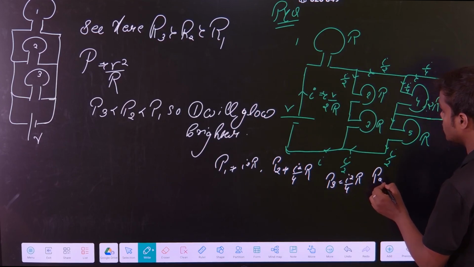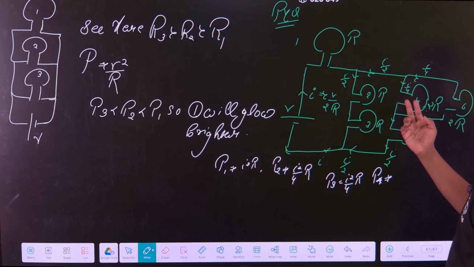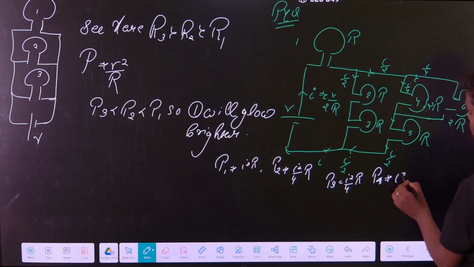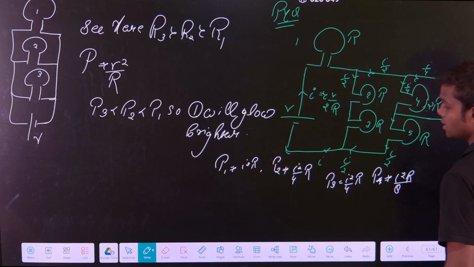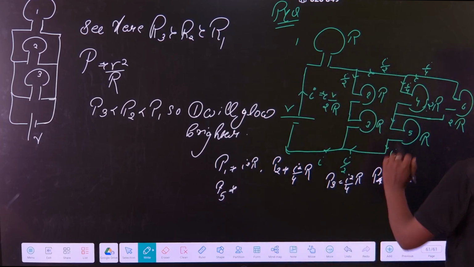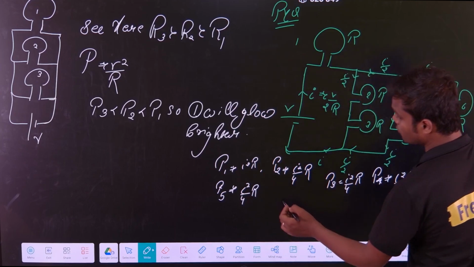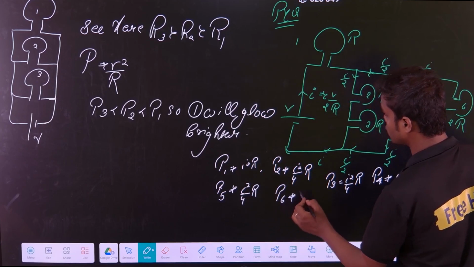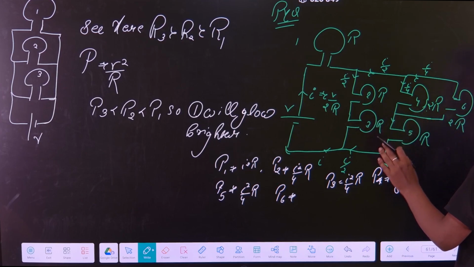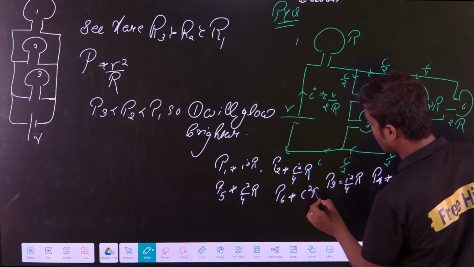What is the power in P4? P4, if you will see, that is I square by 16 because I by 4 current is there, into 2R. That is I square R divided by 8, correct? Similarly, what is my power in P5? The current is I by 2, so the power is I square by 4 into R, correct? Similarly, for P6, the current is I by 4, so I square by 16 into 2R, that is I square R divided by 8.